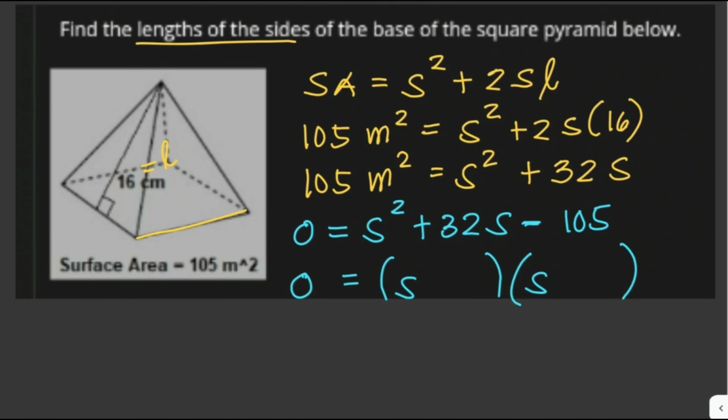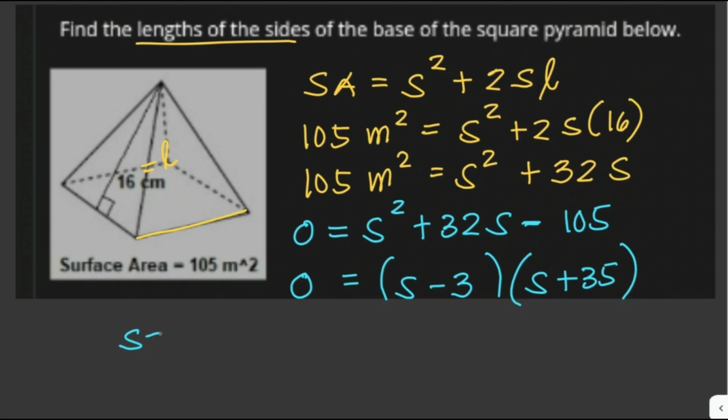All right. So that would be negative 3 and positive 35. You can always check by using the FOIL method. So that is negative 3 times 35, that is negative 105. Then you add negative 3s and positive 35s. That would give us a positive 32s for our middle term.